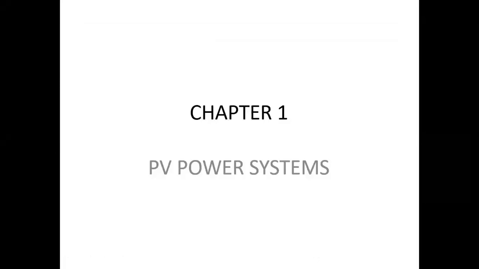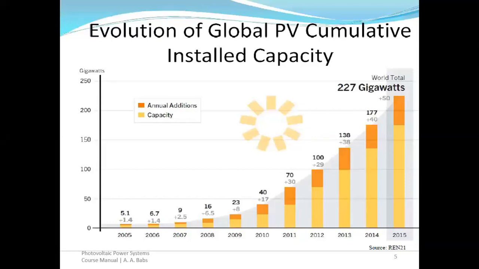PV power systems. First of all, we would like to look at some trend analysis about PV power systems. How did PV evolve? And then what are the capacities that we have installed globally in different regions, different places? As far as we know, you will find out that as at 2015, the total installed capacity of PV power plants globally is about 227 gigawatts, and that is as of 2015.